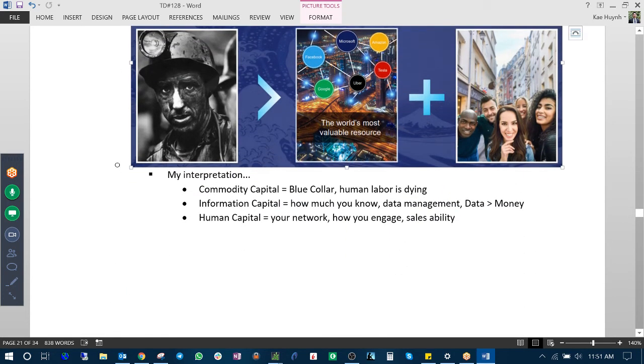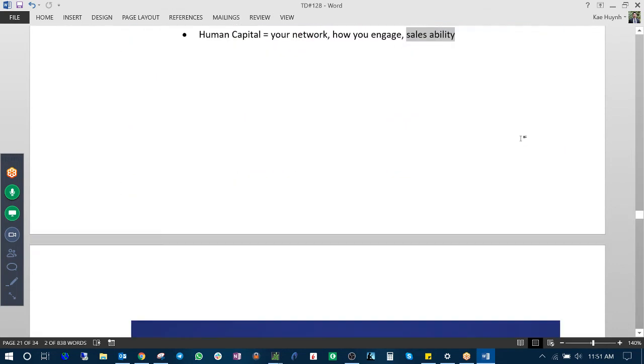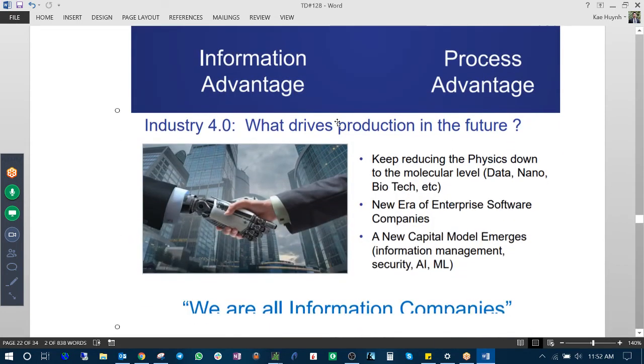So my interpretation: commodity capital, blue collar, human labor is dying. Information capital, it's about how much you know. It's about data management, and data is greater than money. Is what I'm starting to see. Human capital, your network, how you engage, and your sales ability is what we're talking about when we're talking about human capital. I'll skip this one.